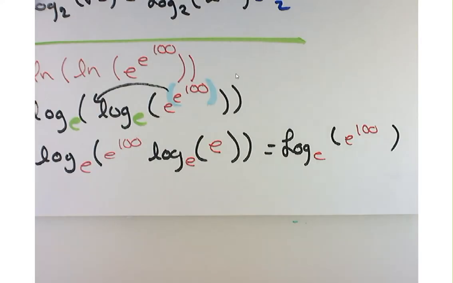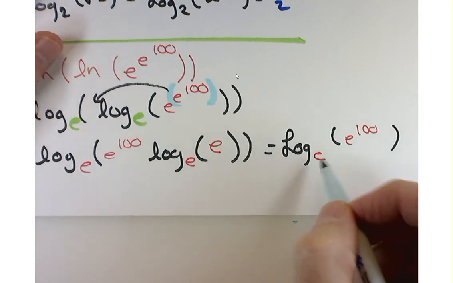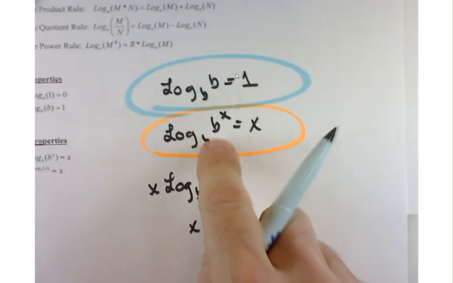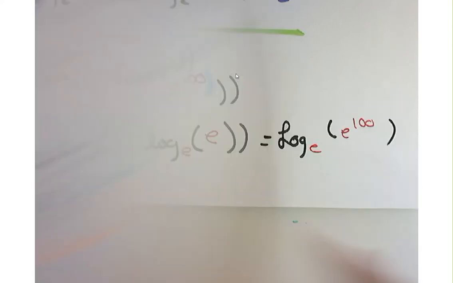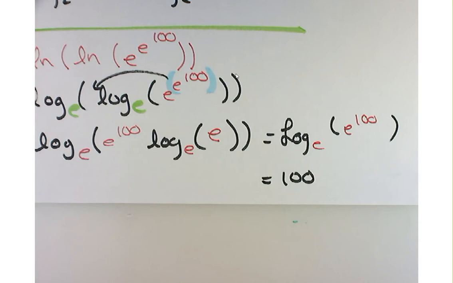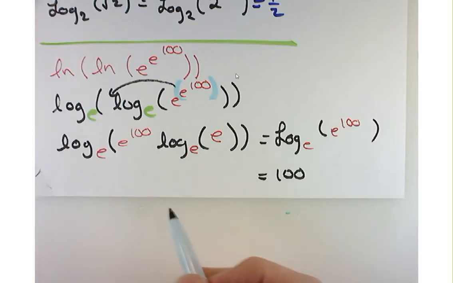So, Ella, how about this one? What's going to happen with log base e of e to the 100 power? It's just going to equal 100. Yep. So we're using this part again. And you're exactly right. It's just going to equal 100. Beautiful. Nice, nice, nice. All right. How are we looking at that one?